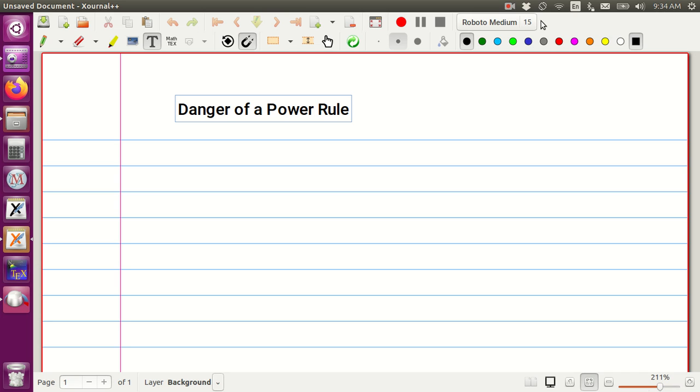And in this lecture we're going to start by talking about the danger of the power rule. So let's look at the following short example, actually a couple of examples, just to understand why it's dangerous to use the power rule. And you have to be careful.